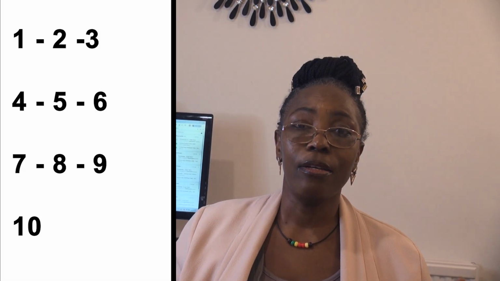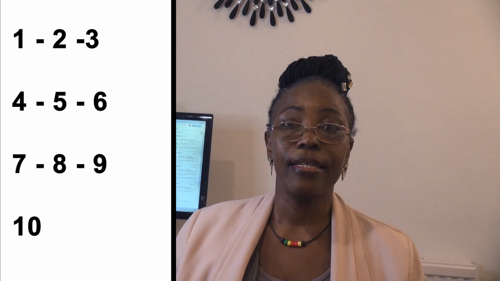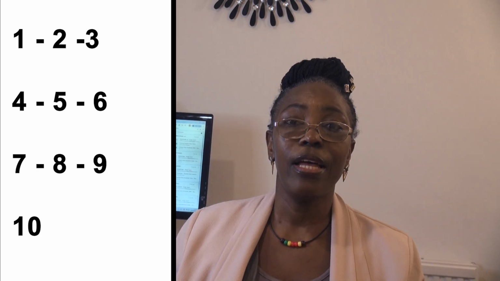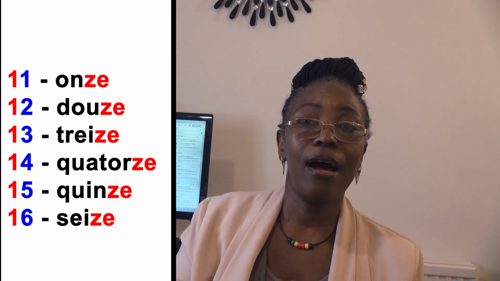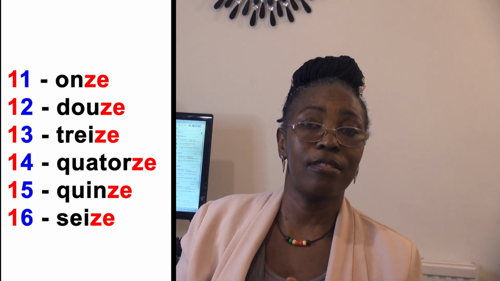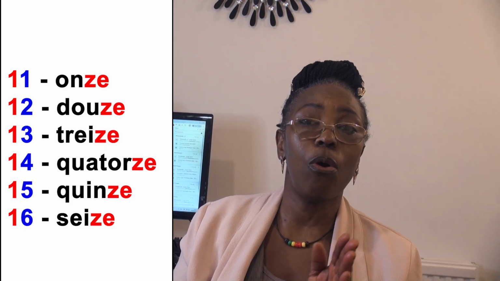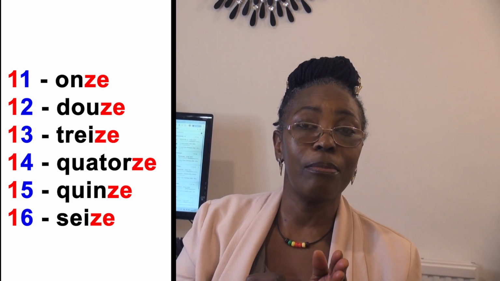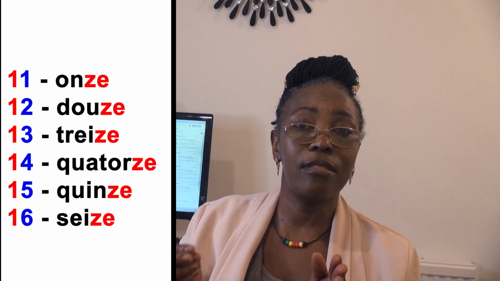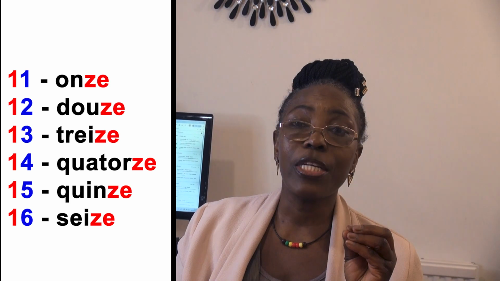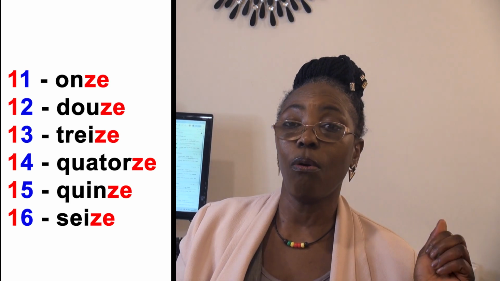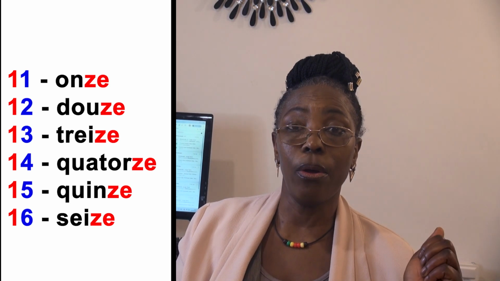So we're going to stop there for now, and I'll explain something. From 0 to 10, you know how to pronounce: 1, 2, 3, 4, 5, 6, 7, 8, 9, 10. From 11 to 16, they are all going to end with Z. The last sound from 11 to 16 is going to be Z. And you will notice that the first sound corresponds to the first numbers you have, like 11 will sound a bit like 1.